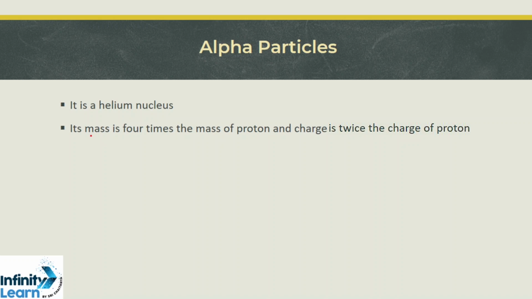Next, the mass of alpha particle is nearly 4 times the mass of the proton, and this comes out to be equal to 6.68 into 10 raised to minus 27 kg. Also, as we have seen, alpha particle is nothing but helium nucleus which has 2 protons. The charge of the alpha particle is nothing but the charge of 2 protons, which comes out to be 3.2 into 10 raised to minus 19 coulomb.